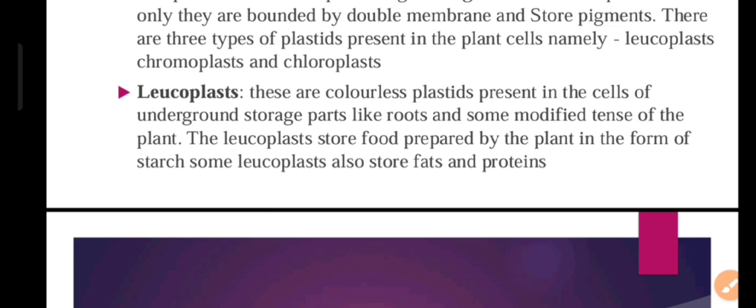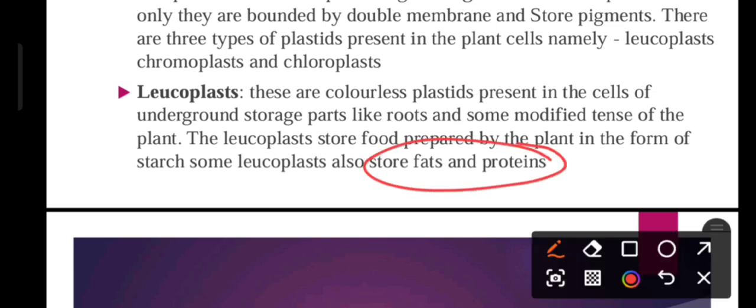So what is leucoplast? These are the colorless plastids present in the cell. We notice plastids only in plant cells, right? So it doesn't have any color, it doesn't have any pigment. That is leucoplast. It is found in cells of underground storage parts like roots and some modified stems of plants. The leucoplast stores food prepared by the plant in the form of what? Starch. Some leucoplasts also store fats and proteins.